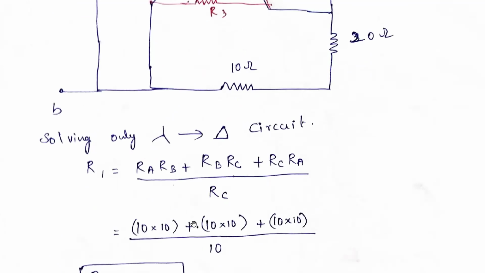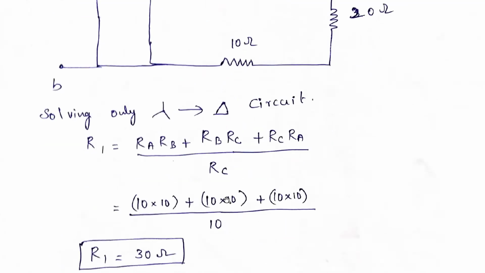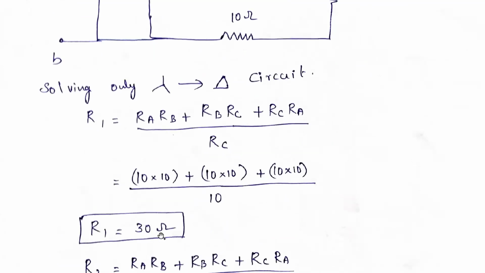So 10 into 10 plus 10 into 10 plus 10 into 10, because RA is 10, RB is 10, RC is 10, and similarly RC and RA also 10, divided by 10. If you simplify this, you will get R1 as 30 ohms.